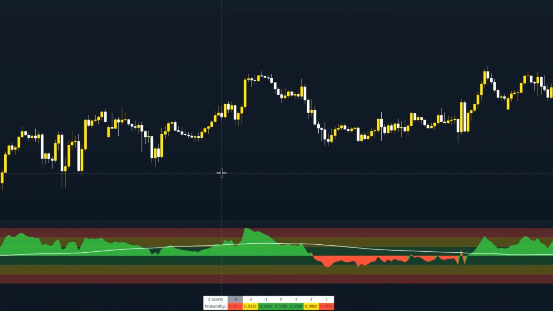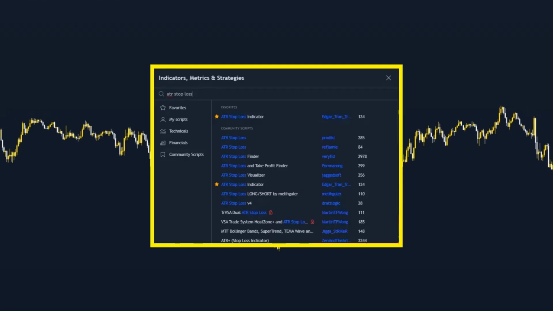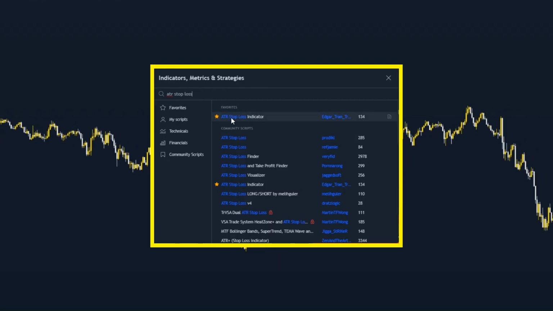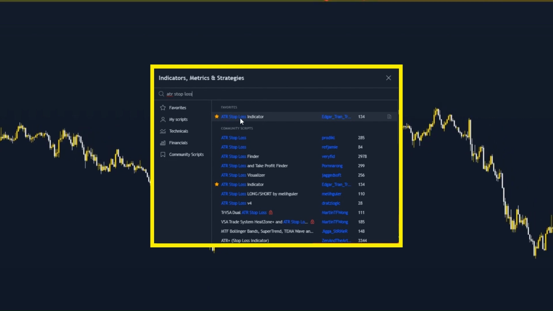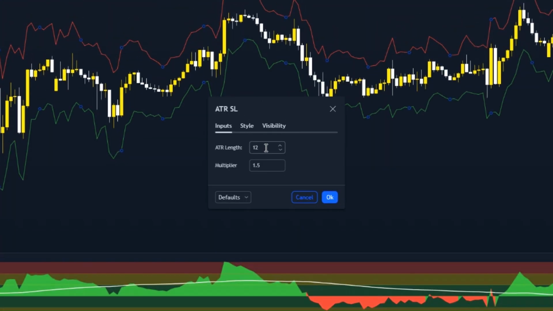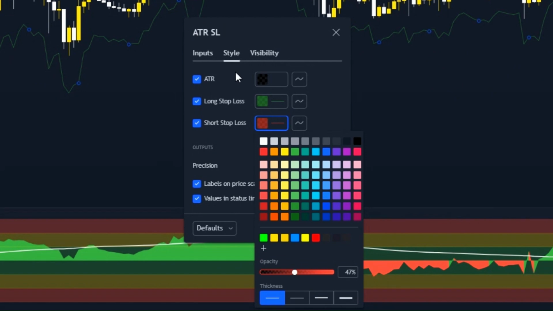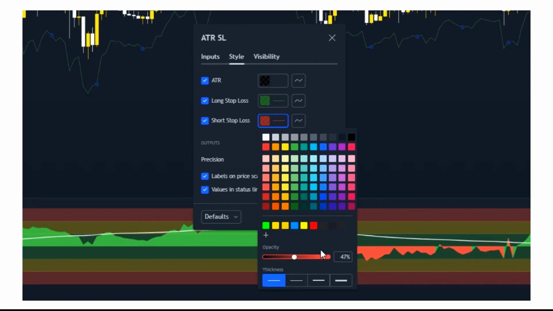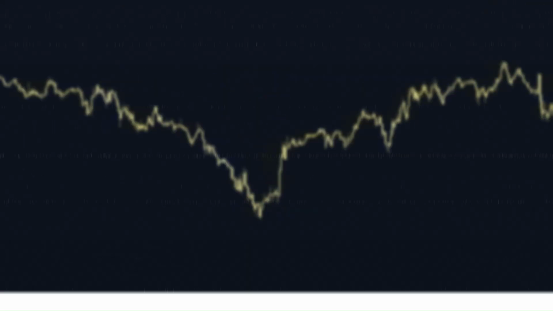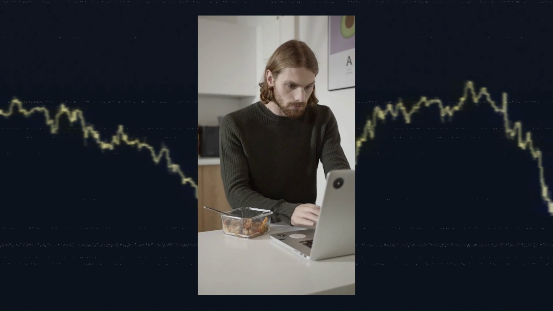Okay, and the only other indicator we're going to add to our chart is an ATR stop loss indicator. So just head up to your indicators section again, and it is this one right here by Edgar. We're going to be keeping the input section as default for this indicator. And then on the style, I've just changed the opacity down to around 50%. This is just so it doesn't stand out as much, as we only need this indicator for stop losses. But there we go, we're all set up. The strategy is ready to test out.